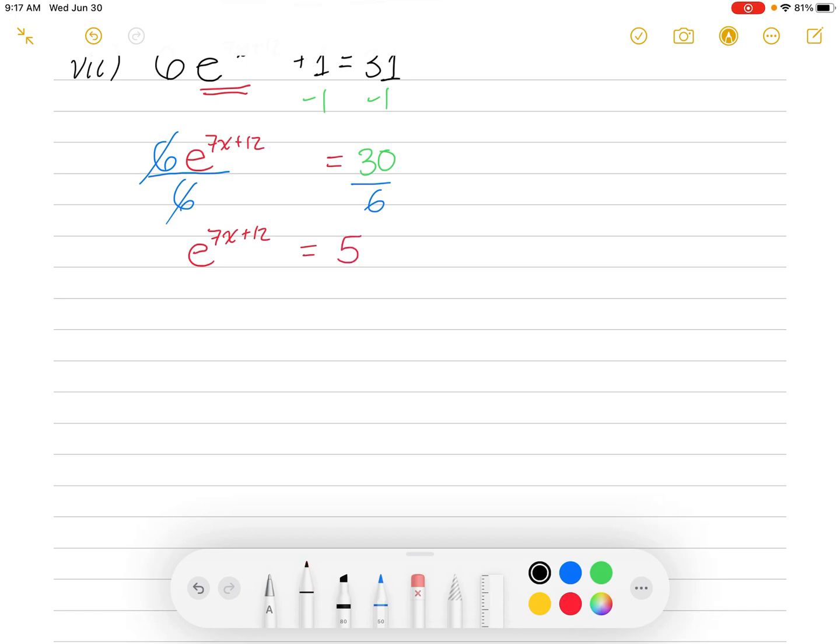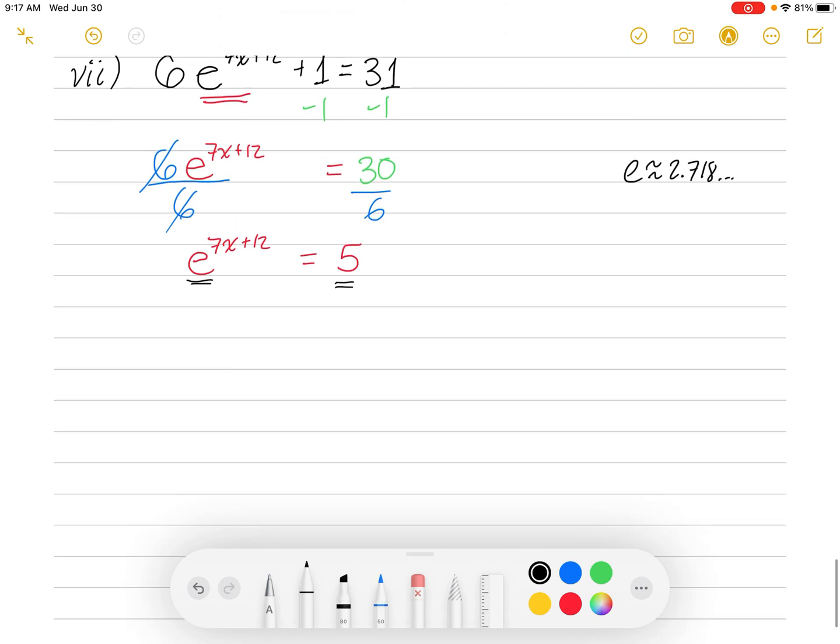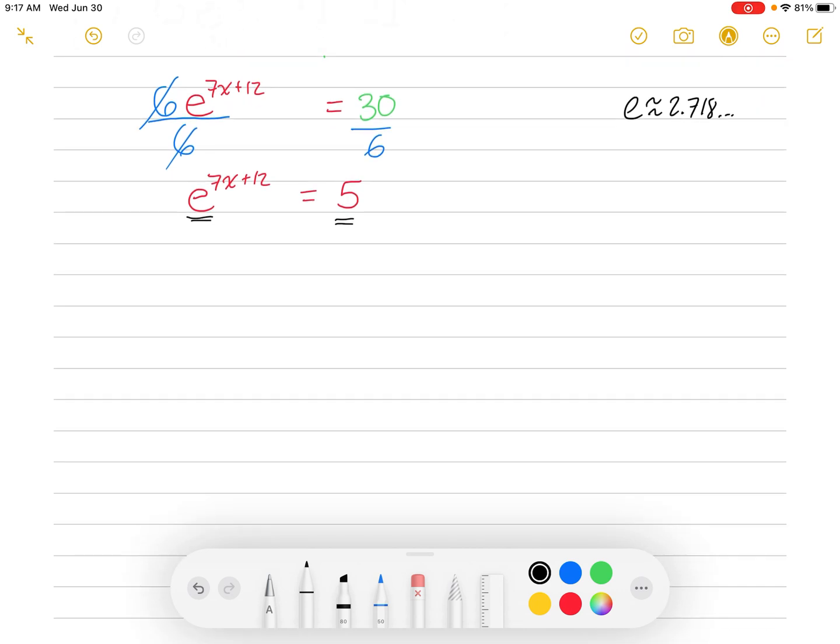Okay, now we have to get rid of this multiplication by 6 out front, so we're going to divide both sides by 6. The 6's will cancel, and we'll get the exponential expression e to the 7x plus 12 equals 30 divided by 6 is 5. And then you see, can you write e and 5 in terms of a common exponential base? And the answer is no. e and 5 have no common exponential base. Remember that e is approximately 2.718. It's a very unusual number.